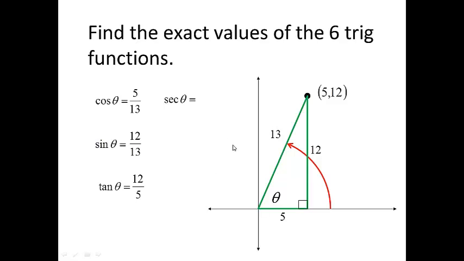And then secant, you can look over here or you can just look over here. It is a reciprocal, so it will be 13 over 5. Cosecant would be 13 over 12, and cotangent would be 5 over 12. Very good.